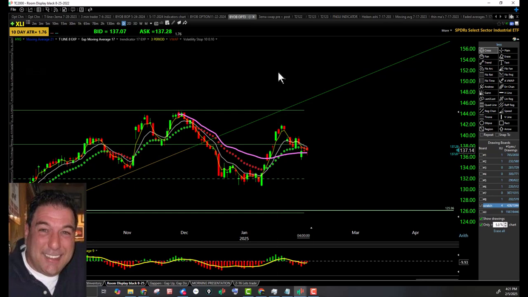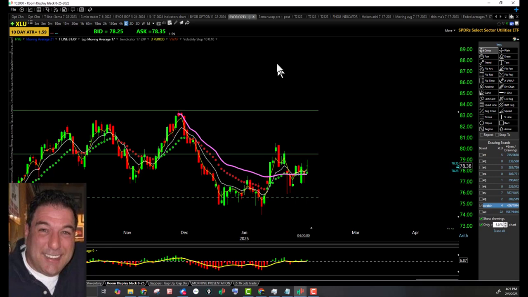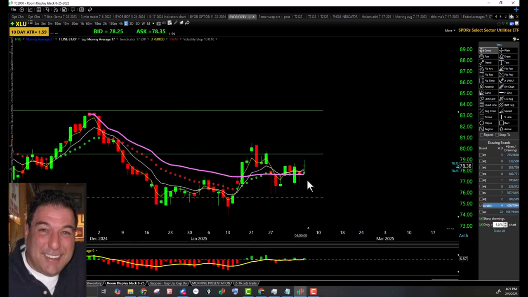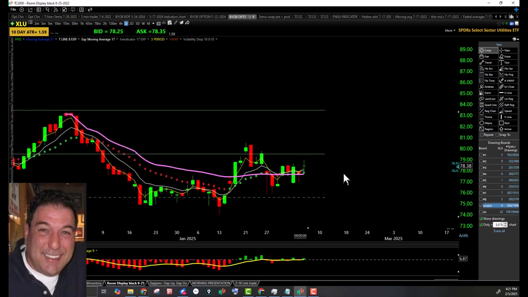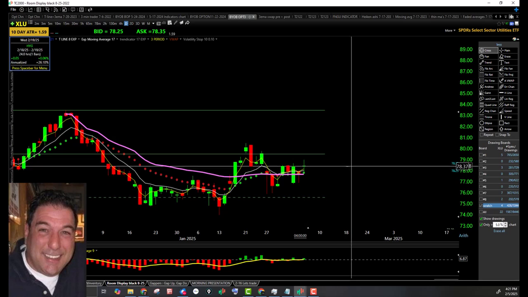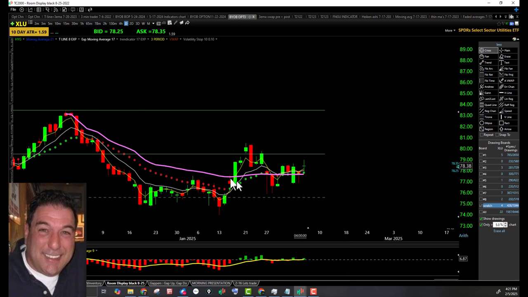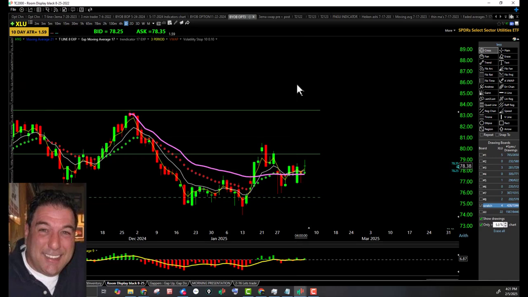Let's take a look at XLU. So utilities. Utilities are in an uptrend. All right. Utilities in an uptrend and price action for today: higher low, higher high, closing over the trap, over the 17, over the all-time high anchored VWAP. Up here in the upper third, that's bullish on XLU. So XLU in an uptrend.